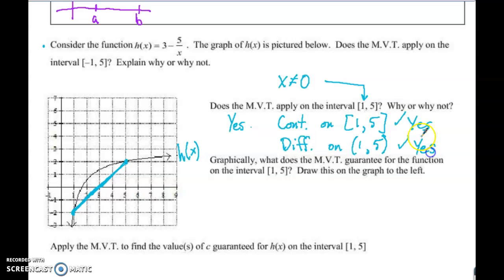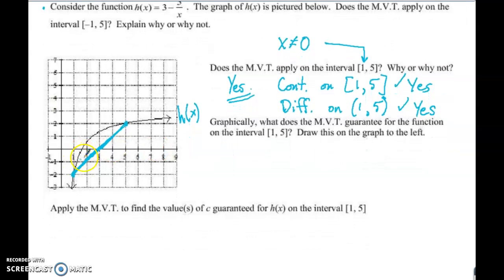Yes. So the mean value theorem applies. If you were to look at that graph, and I already drew this, I was looking at that question actually next. It looks like the average rate of change from this point to this point. So if you were to actually do h of 5 minus h of 1 over 5 minus 1, graphically it looks like the average rate of change is up 1 over 1.